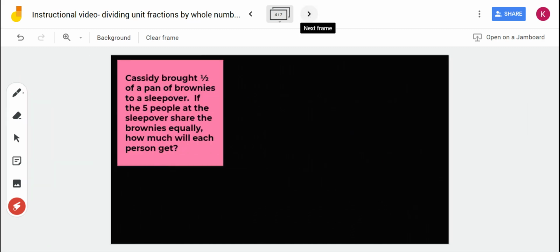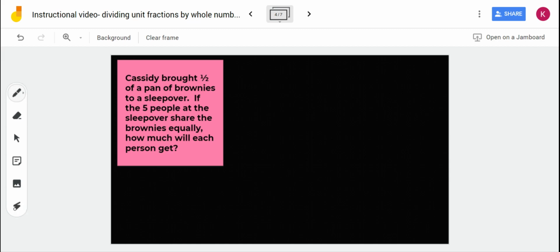Let's look at another example. Cassidy brought 1/2 of a pan of brownies to a sleepover. If the 5 people at the sleepover share the brownies equally, how much will each person get? So now I've got to think about, what are the two things I have in this problem? I have a pan of brownies and I have 5 people.